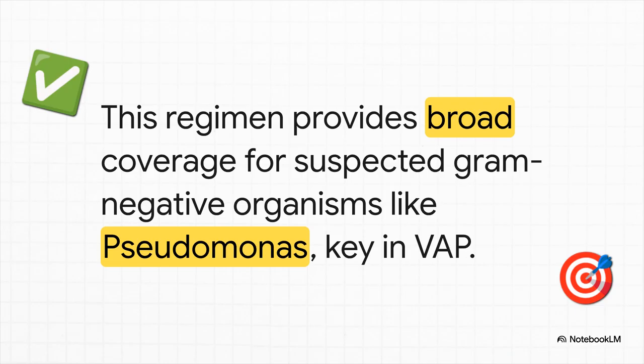You need that combination of a second-gen cephalosporin plus high-dose ciprofloxacin. Why? Because you need broad empirical coverage for those gram-negatives, and you have to assume Pseudomonas could be in play. The other options just don't fit. Oral amoxicillin is a non-starter for VAP, vancomycin is for gram-positives, and metronidazole is for anaerobes. You need that powerful gram-negative double coverage right out of the gate.